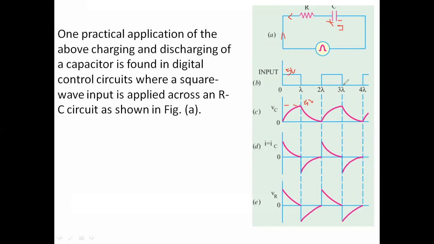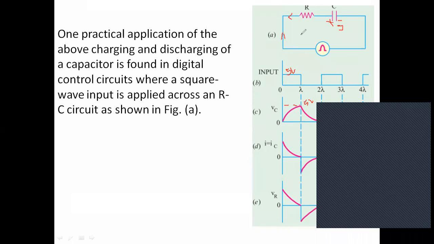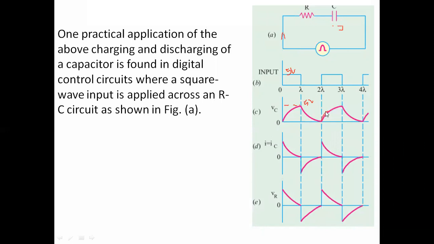Again from 2 lambda to 3 lambda, another 5 volts is applied. Again the capacitor charges. Again the capacitor starts charging. After reaching 3 lambda, the input voltage is 0, so it is like a short circuit. Then the capacitor again discharges in this direction. So again the capacitor is discharging.